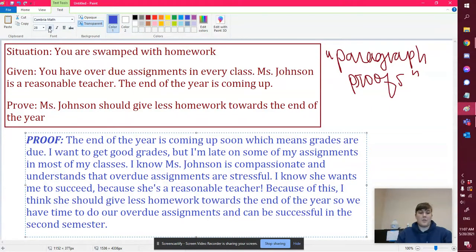So I think this is a proof, right? We've set up the scenario, which is that we have the end of the year coming up, which means grades are due. We all want good grades, but you're late on some assignments. And Miss Johnson knows that it's stressful to have things that are overdue. So the proof that we should give less homework is so that we have time to do these overdue assignments before the end of the year so that we can be successful, which is something that Miss Johnson wants. And that's a finished proof.